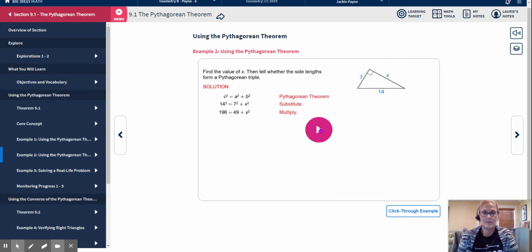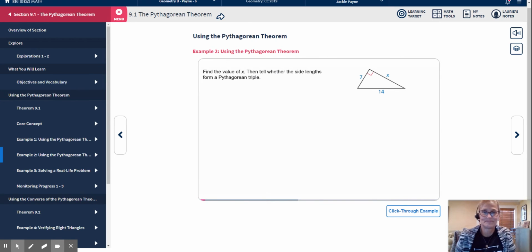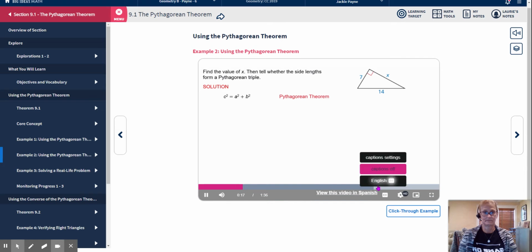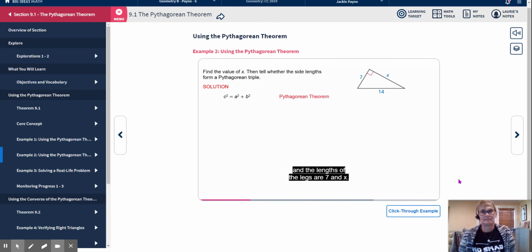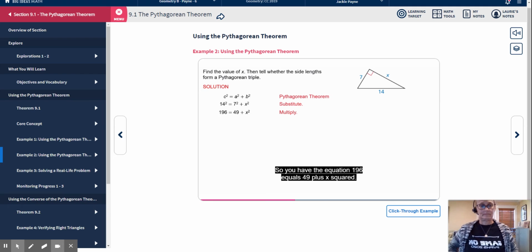So I think we have a second example here. Boom. Find the value of x. Then tell whether the side lengths form a Pythagorean triple. Solution. First, write the Pythagorean theorem, c squared equals a squared plus b squared. In this right triangle, the length of the hypotenuse is 14, and the lengths of the legs are 7 and x. So, substitute 14 for c, 7 for a, and x for b. Now, 14 squared is 196, and 7 squared is 49. So, you have the equation 196 equals 49 plus x squared.